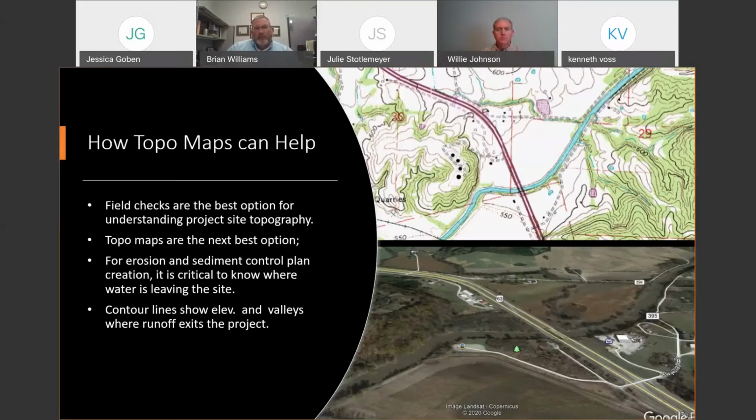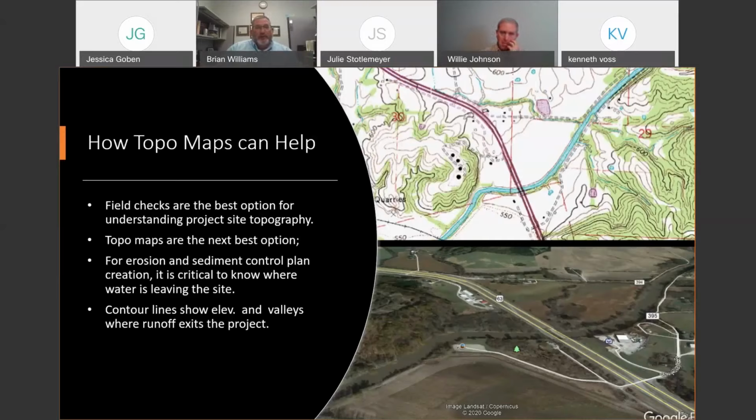The field checks are critical to actually be able to see what's on the ground. Sometimes Google Earth doesn't have updated photos. You can't see what's up inside a pipe. There's so many different aspects of actually getting out in the field and seeing what's going on and understanding how things are laid out, and potentially maybe where you can see where water runs. It's critical that we still use those field checks.